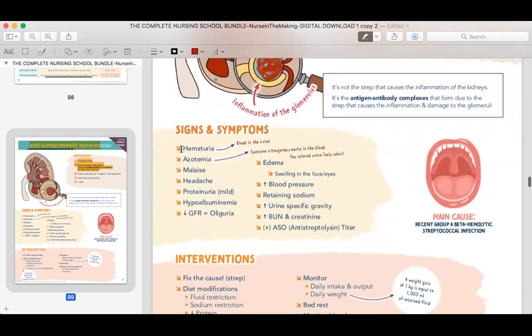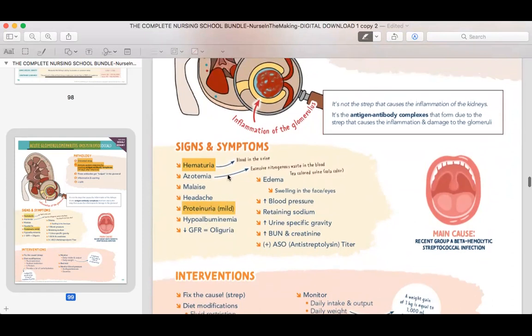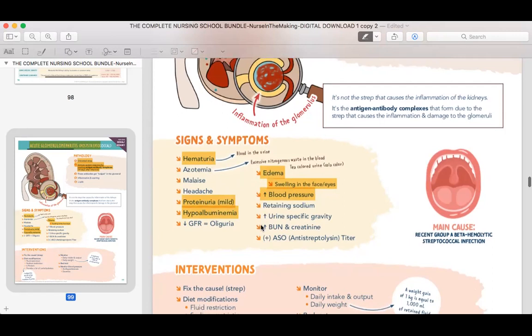You do want to know that it does cause hematuria. This does show up on ATI. You do have only mild proteinuria, because in nephrotic syndrome you're going to end up with heavy proteinuria, but with this one, you want to make sure it's mild. You do have hypoalbuminemia, low albumin. Edema in the face and eyes. You're going to have increased blood pressure. And you don't want to give them sodium. Your labs are going to be increased. Your specific gravity is going to be increased.